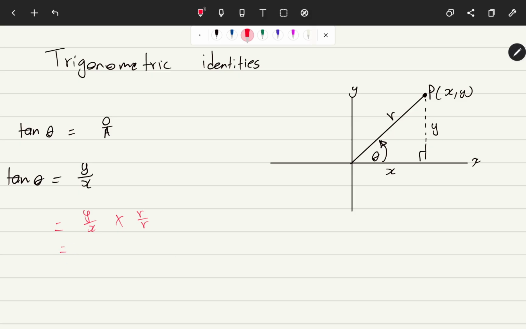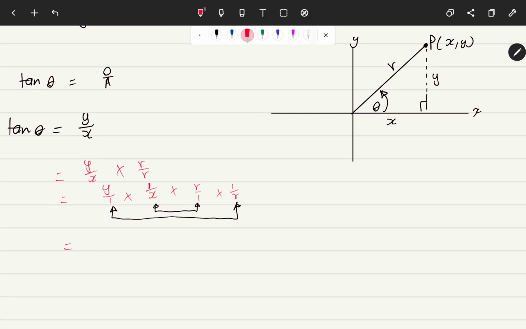Let us separate every term here. We have y over 1, multiplied by 1 over x, multiplied by r over 1, multiplied by 1 over r. Now I'm going to pair them: I multiply the first two together, and the last two together. After multiplying those, I'm going to end up with y over r multiplied by r over x.